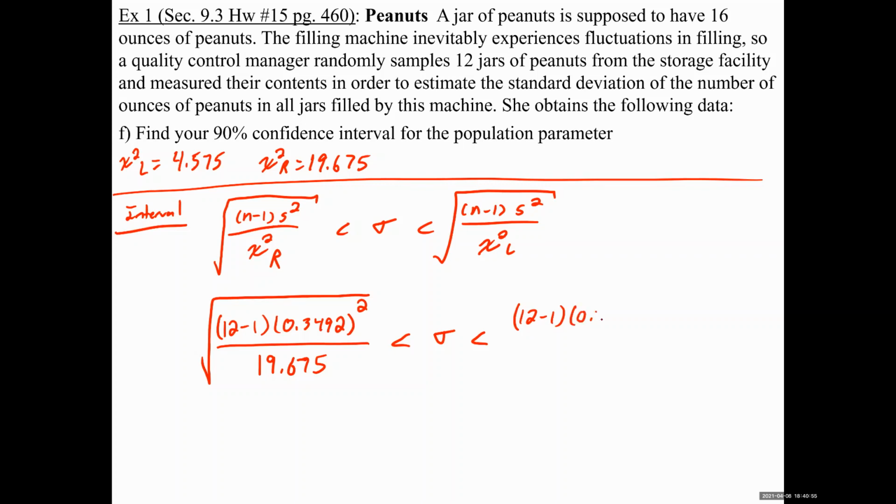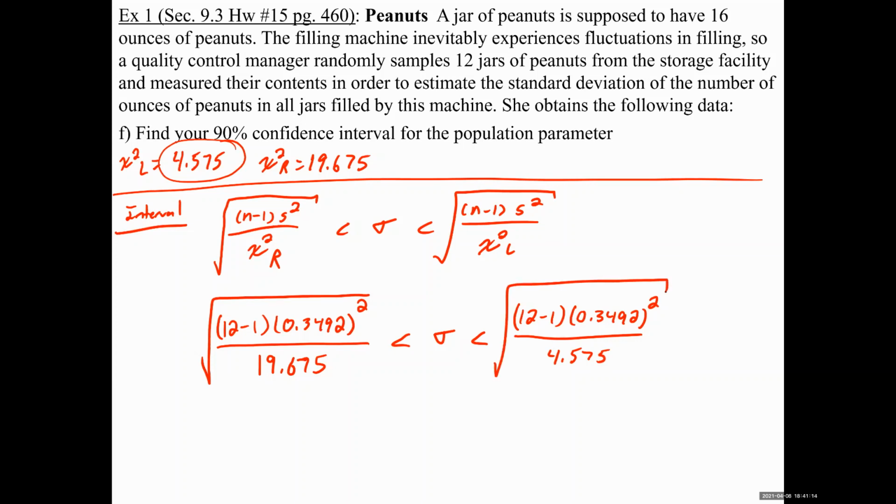S again is 0.3492. We are going to square that. On the bottom it says chi-square left. Don't square anything. Chi-square left is 4.575, and you square root that. And now you just calculate those two numbers, and then you're good.